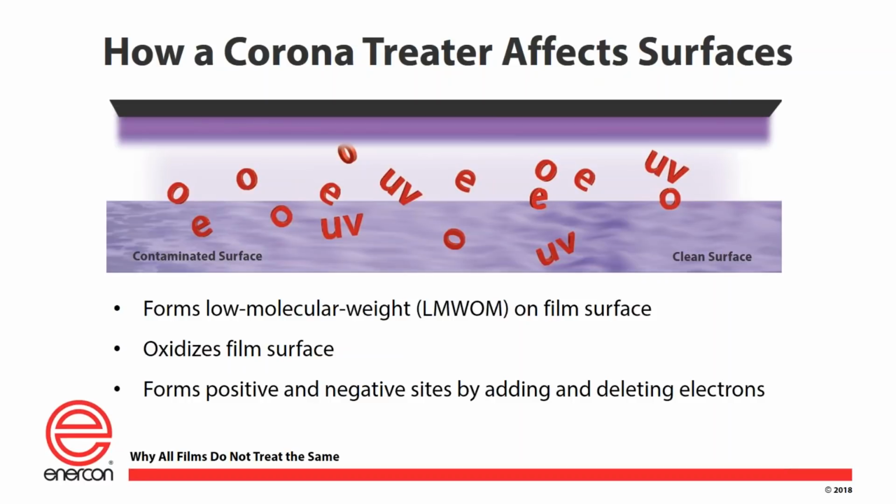So what happens when you corona treat a film? Many of you have asked this question of me over the years, and simply put, without getting into a bunch of high-end chemistry here, what corona treaters do is they form low molecular weight material on the surface. They add oxygen to the surface, and this is very important because, as you know, the films that we treat, whether they're polyesters or polypropylenes or polyethylenes, all those films are very non-reactive, right?